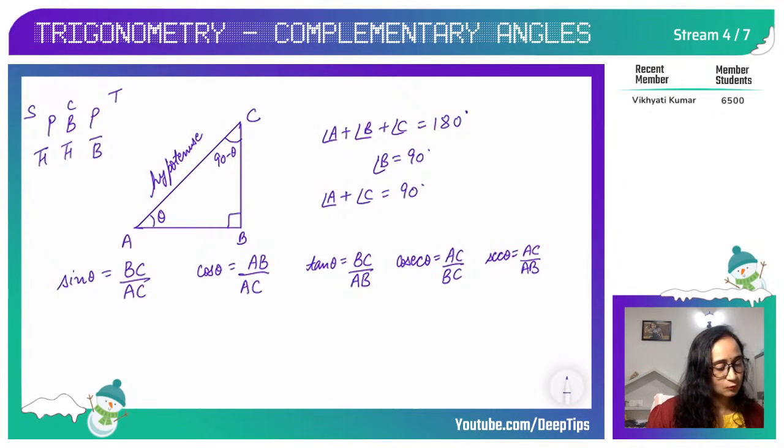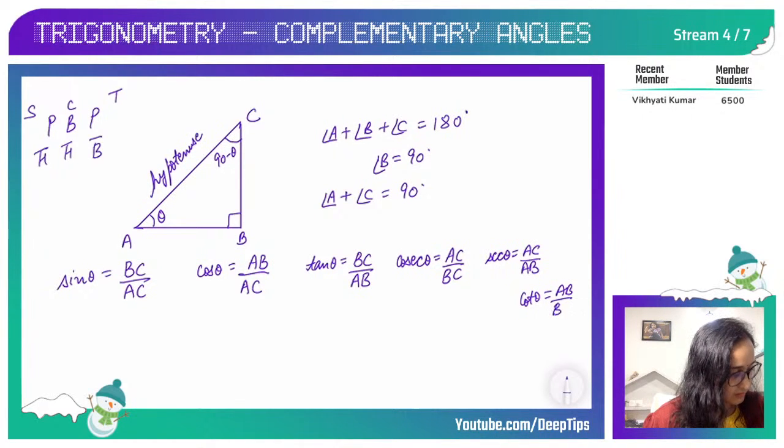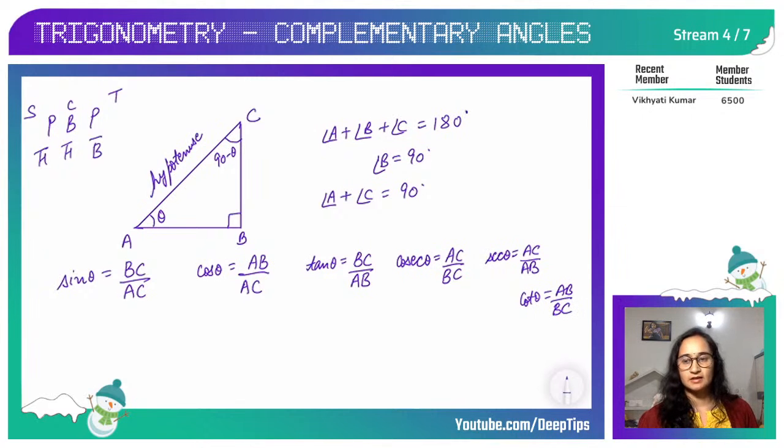So these are the 5 trigonometric ratios. What is missing? Cot theta. So cot theta is AB upon BC because it is the reciprocal of tan theta. So these are clear to everyone, how to write trigonometric ratios for theta. Now let's write for the complementary angle. Complementary of theta is 90 minus theta.